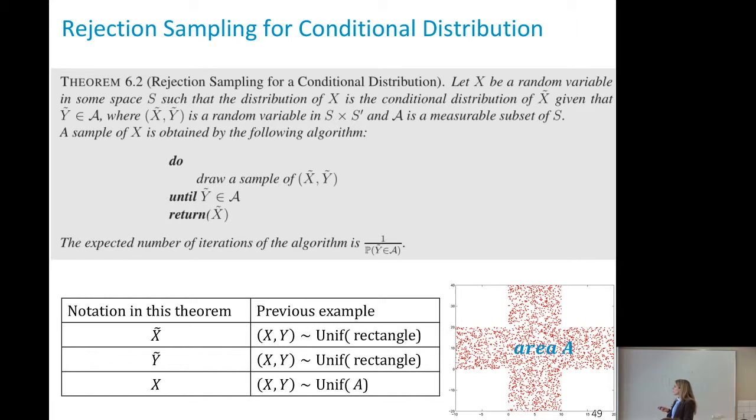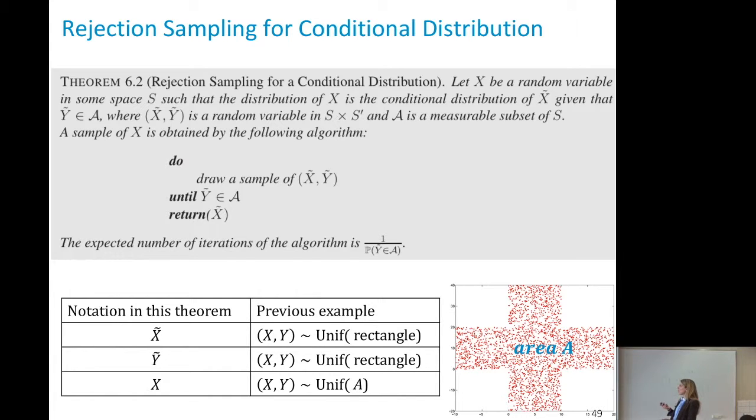So therefore, in order to sample x uniformly in the area A, we sample first a point x, y in the rectangle, which we know how to do, and if the x, y belongs in the area A, we keep it and we return it. Otherwise, we repeat the process.